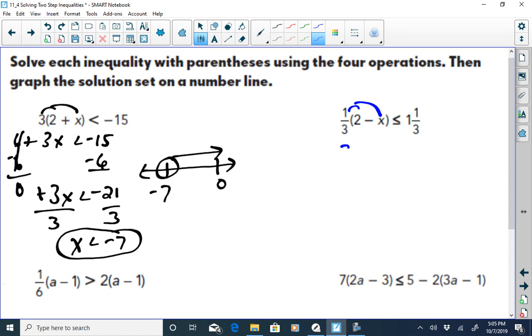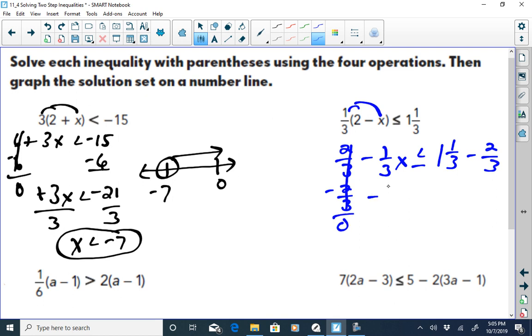1/3 times 2. It's going to be 2/3 minus 1/3 x. It's going to be less than or equal to 1 1/3. To get x by itself, we're going to subtract 2/3 from both sides of the inequality. They cancel. That's going to become 0. So we're left with negative 1/3 x is less than or equal to, well, what's 1 1/3 take away 2/3? Well, that's going to be positive 2/3.